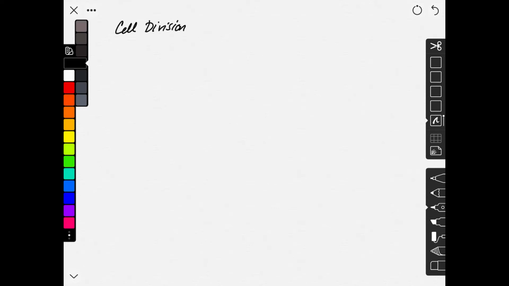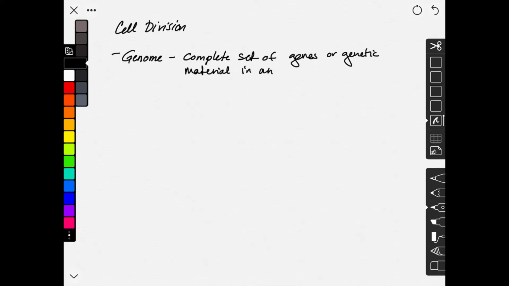So one of the things we first have to talk about when we're talking about cell division is the genome. Now, what is a genome? Well, the genome is the complete set of genes in an organism. So basically, the whole enchilada that makes you up is called the genome. When we relate this to DNA, the genome is all of the DNA.